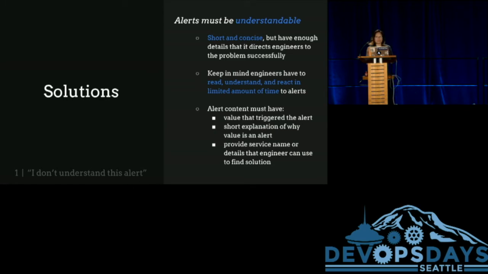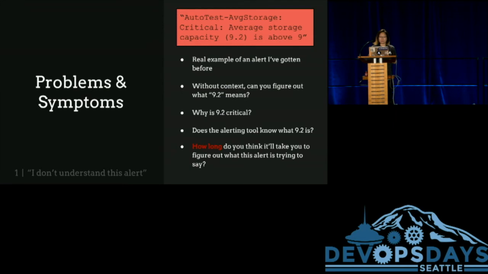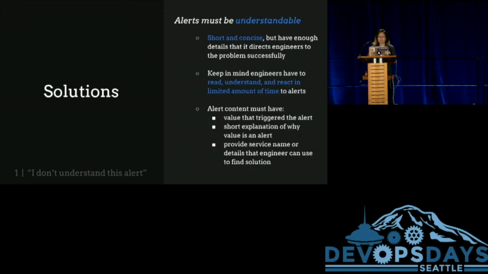And if you're going to have values and numbers in your alerts, have the value that triggered the alert in the alert itself, which this alert did pretty well, with 9.2. But also a short explanation of why that value is important. And also provide service name or details. It did provide a service name. Unfortunately, in this case, there was no documentation anywhere that I could find, so I couldn't do anything about it anyway. Yeah, so that's 1.